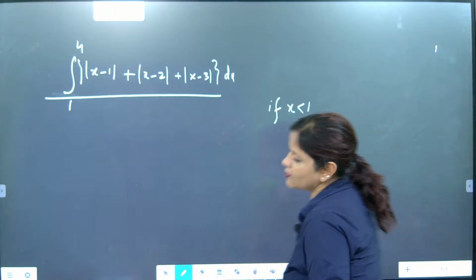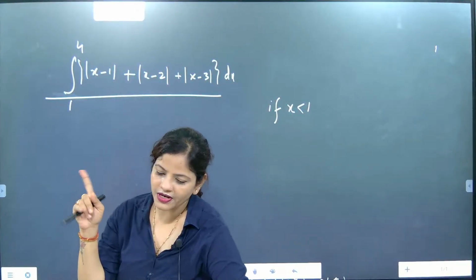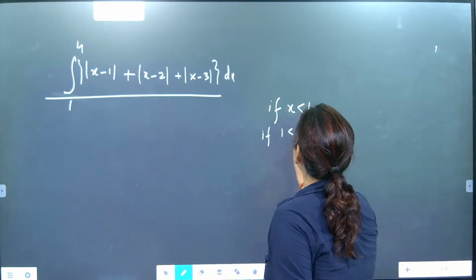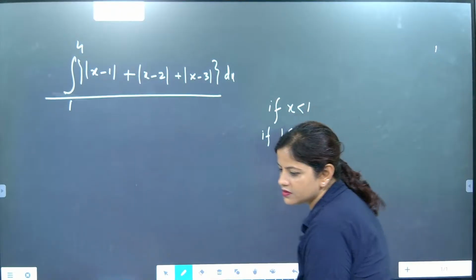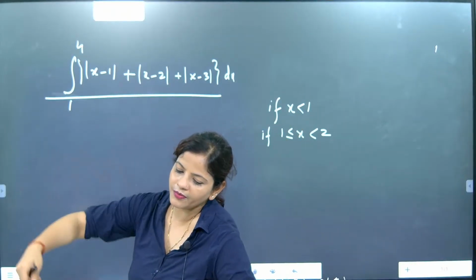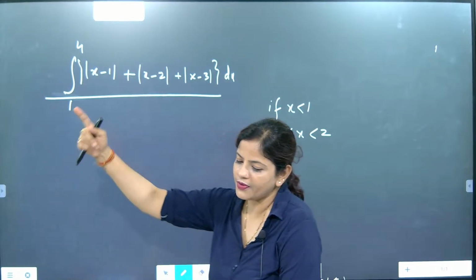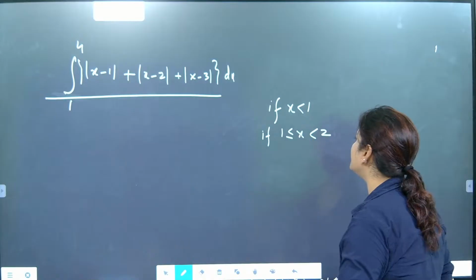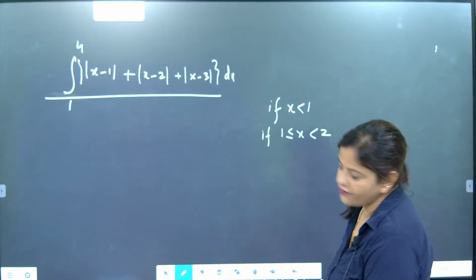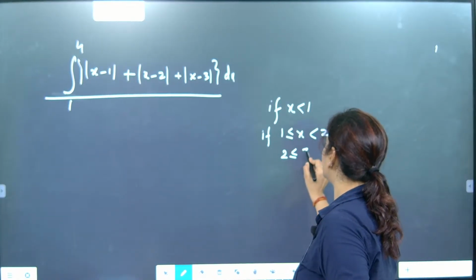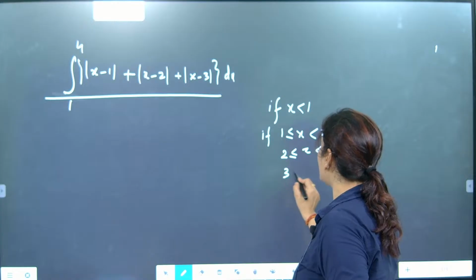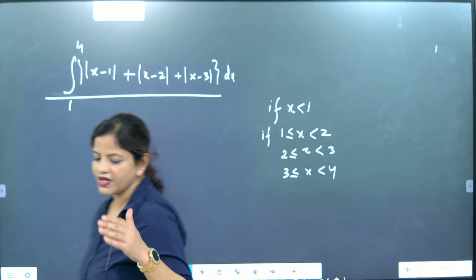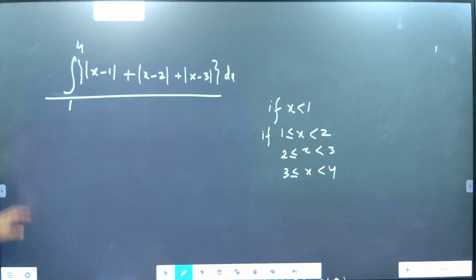If x will be less than 1, that is the first interval. Understood? And then if it will be between 1 to 2, the lower limit will be 1 and the upper limit will be 2; then the lower limit will be 2 and the upper limit will be 3. So like this the interval will keep on dividing. Then after that 2 to 3, and then last coming 3 to 4. That's it.